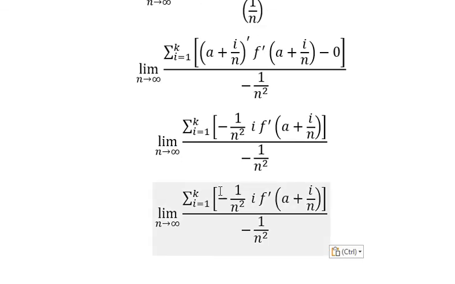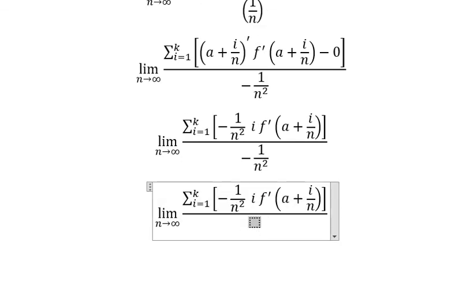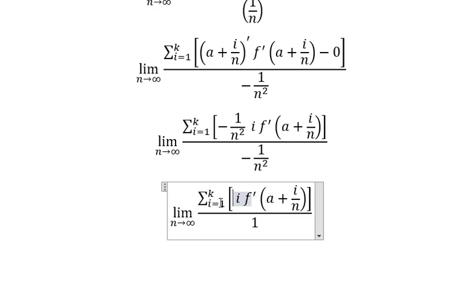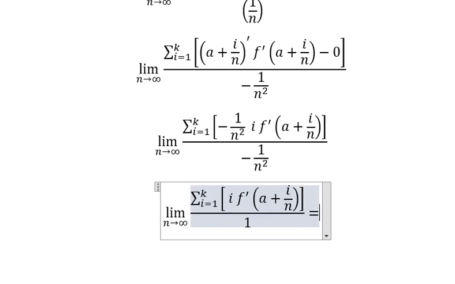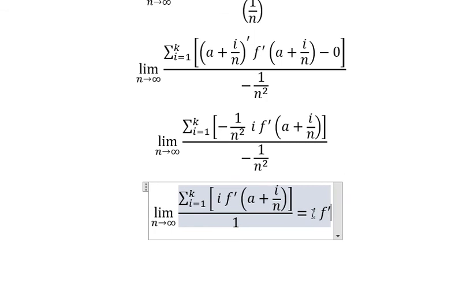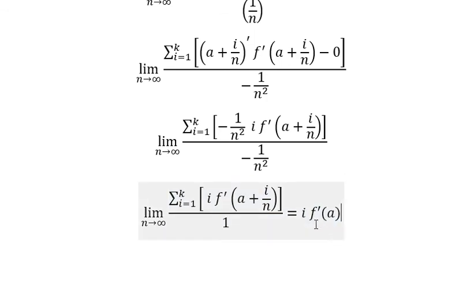Next, this one divided by this one. So we got number 1 in here. Next, when n approaches positive infinity, this one will go to positive infinity. I divide by positive infinity, you got 0. And now we got i and the first derivative of a. And this is the final answer.